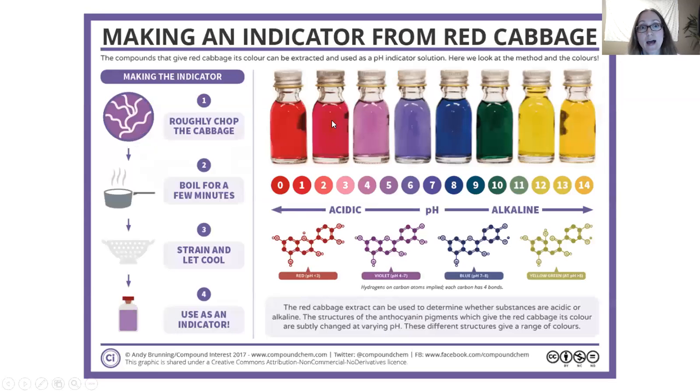But if you don't have that, you can make this cabbage juice at home by getting a head of red cabbage, breaking up the leaves, boiling it, and making solutions. And then you can put drops of unknown liquid or anything you want to test. And based on this color scale, it'll tell you if it's an acid or base. So I've done that. That's a pretty cool experiment.